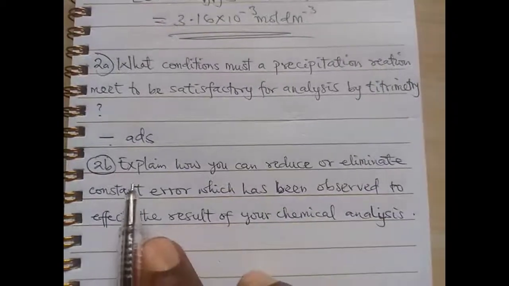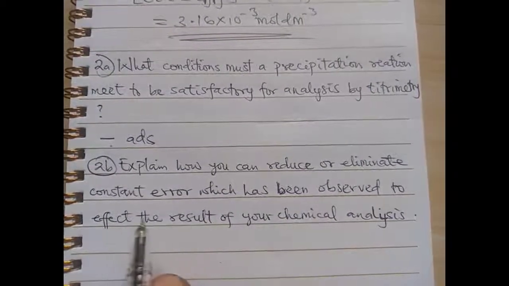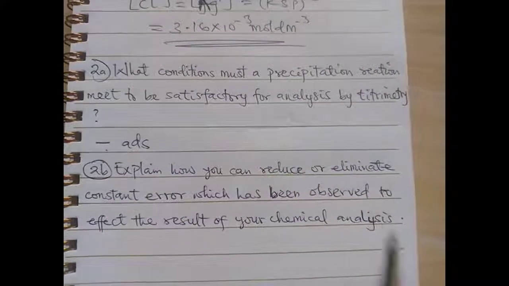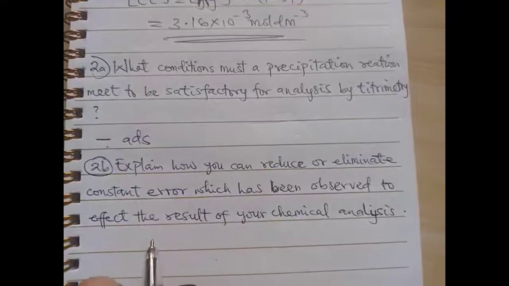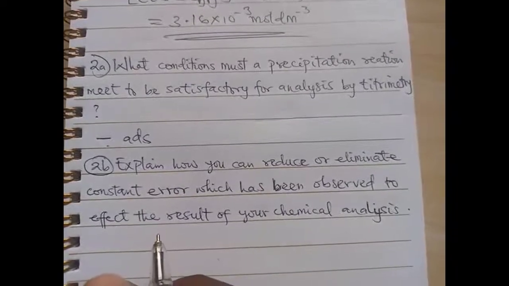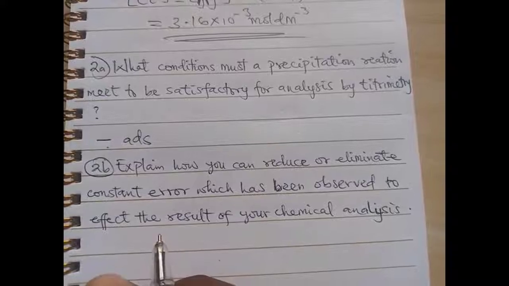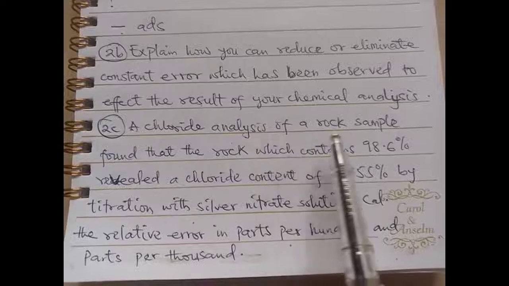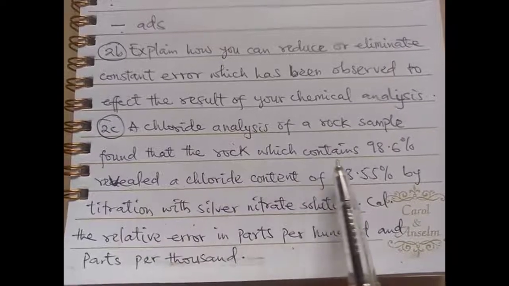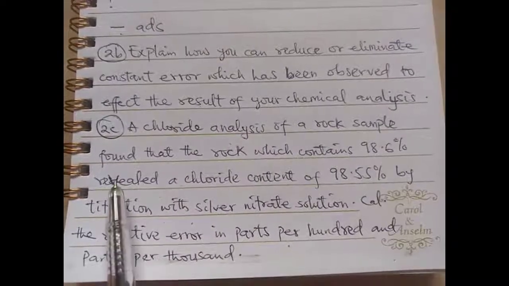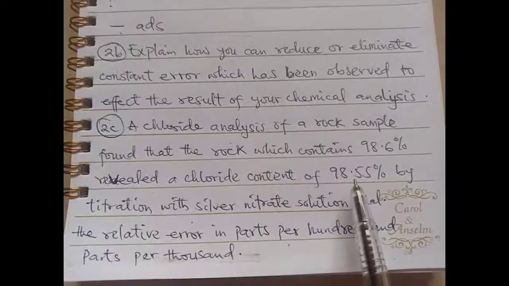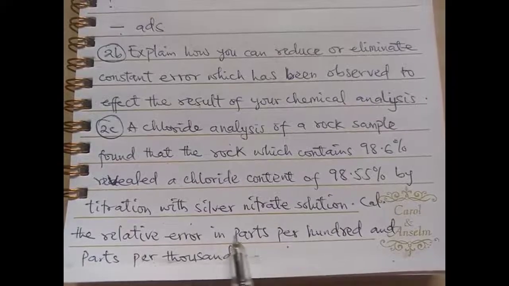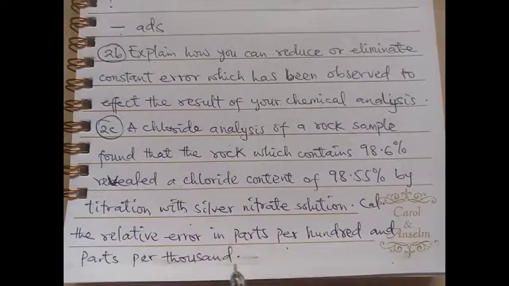The next question says, explain how you can reduce or eliminate constant error which has been observed to affect the result of your chemical analysis. The answer is, one way of reducing constant error effect is to increase the sample size until the error is acceptable. The next question says, a chloride analysis of a rock sample which contains 98.6% revealed a chloride content of 98.55% by titration with silver nitrate solution. Calculate the relative error in parts per 100 and parts per 1,000.